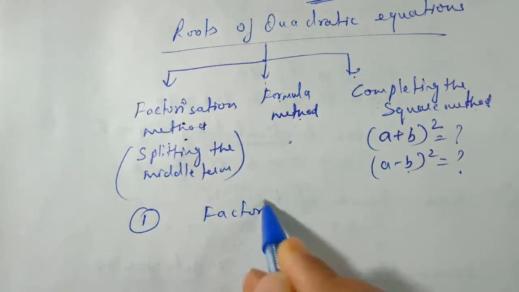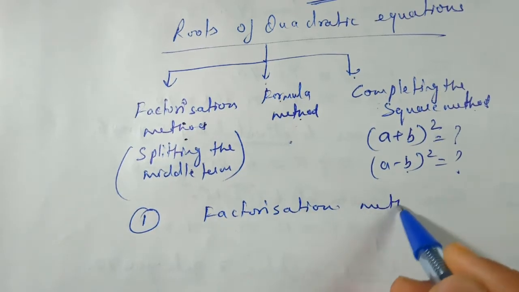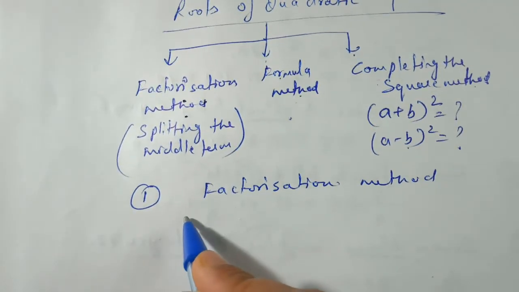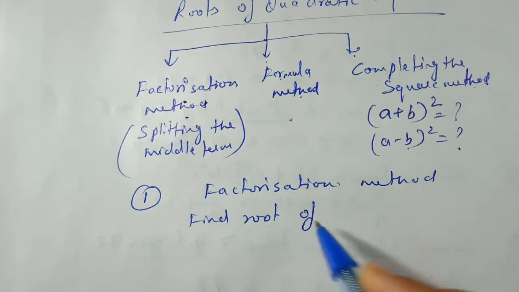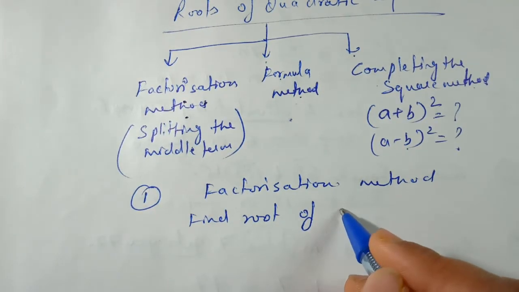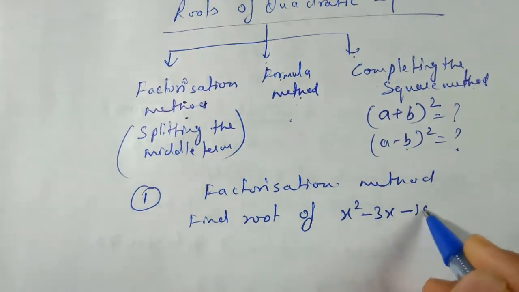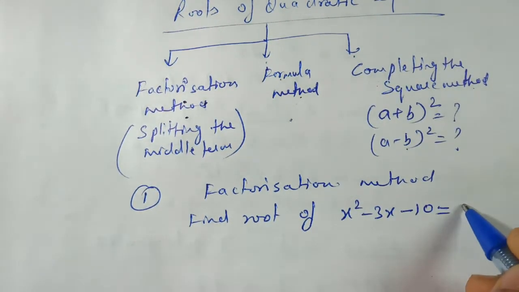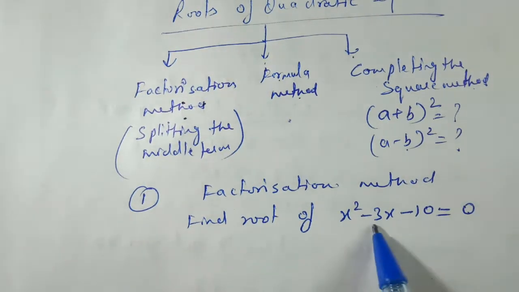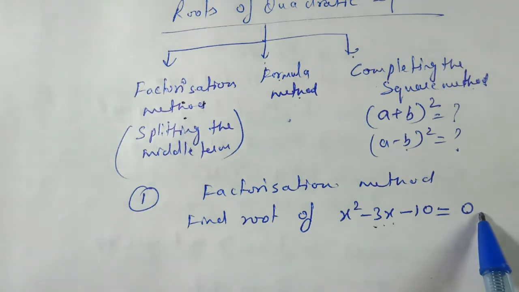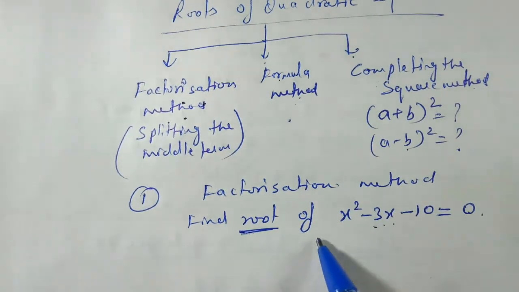Let us solve one problem based on the factorization method. Suppose we have to find the roots of the quadratic equation x² − 3x − 10 = 0. This is the quadratic equation that we have. We have to find the roots. Root means the value of the variable.